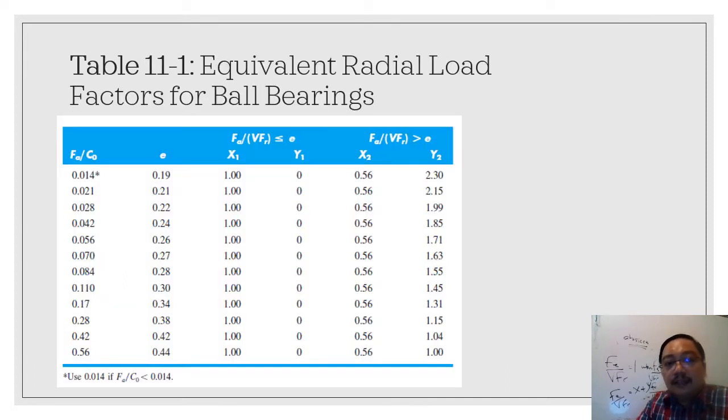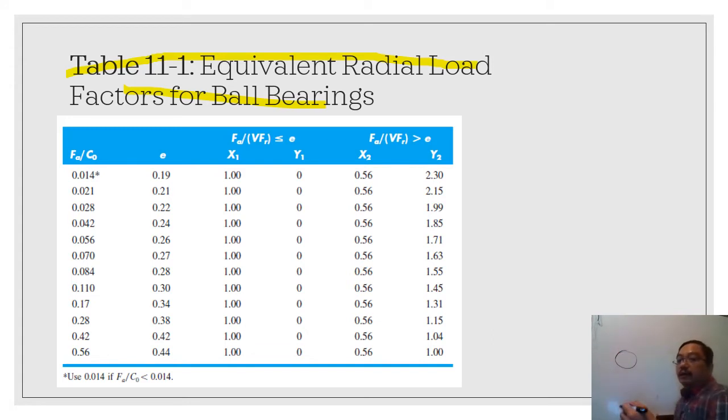Let's see Table 11.1, the equivalent radial load factors for ball bearings. Remember, ball bearings, not taper bearings. This is the table where you will do the calculation, like in the last slide. This is the approximate value, this is the e value, and this is Fa as a thrust over the catalog rating C0. Remember, C0 is the catalog rating.